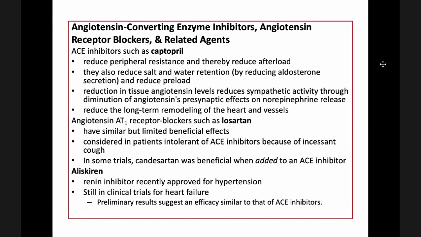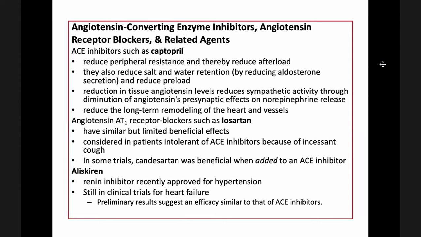So ACE inhibitors like your captopril will reduce the peripheral resistance, thereby reducing also your afterload. They will also reduce salt and water retention and reduce your preload. So it's a balanced dilator, your ACE inhibitors. So if you reduce the tissue angiotensin levels, it will also reduce the sympathetic activity through diminution of your angiotensin's presynaptic effects on your norepinephrine release. So it will reduce also the long-term remodeling of the heart and blood vessels.